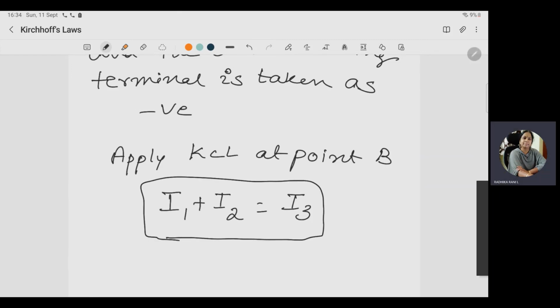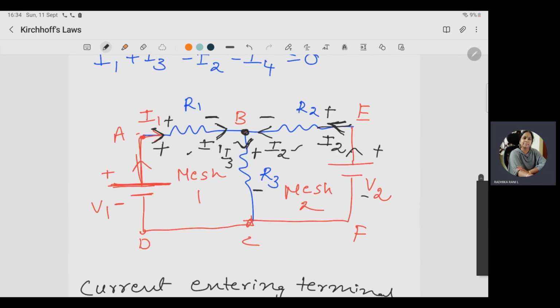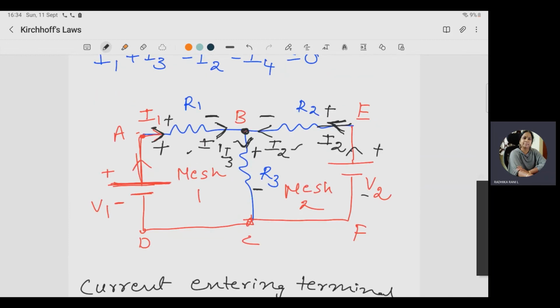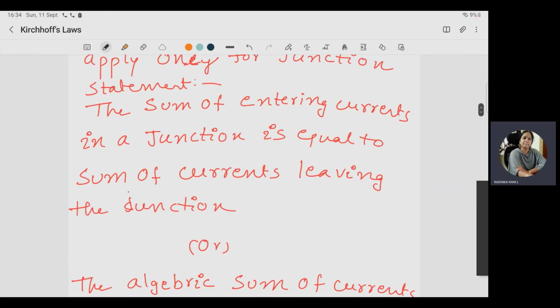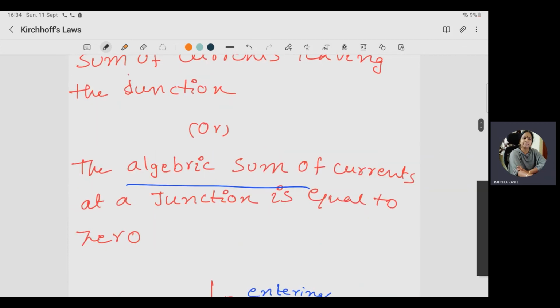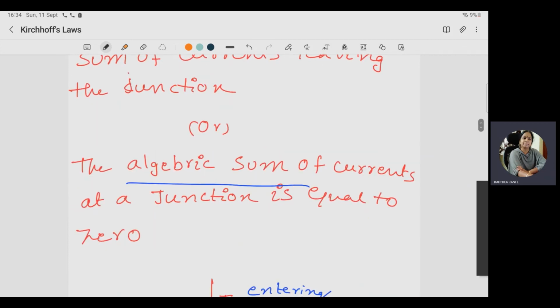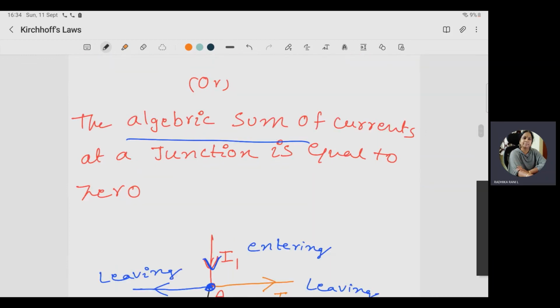Like this KCL we can apply for any electronic circuit. Okay. So what is the statement of KCL? The sum of entering currents is equal to sum of leaving currents in a junction, or the algebraic sum of currents at a junction is equal to 0. This is the statement of KCL.